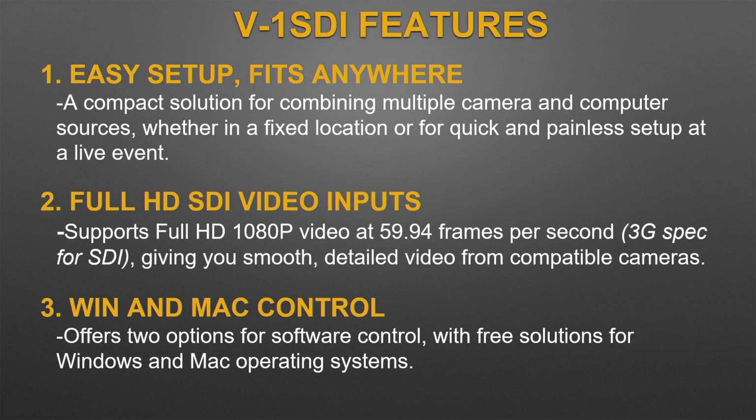Full HD SDI video inputs, so it supports full HD 1080p video at 59.94 frames per second. So that's the 3G SDI spec. So it gives you smooth, detailed video from compatible cameras. There's also Windows and Mac control. So there's 2 free options for software control on the product page. So you just go to the V1 SDI product page and you can download and install the control software, the RCS software for Windows and Mac.